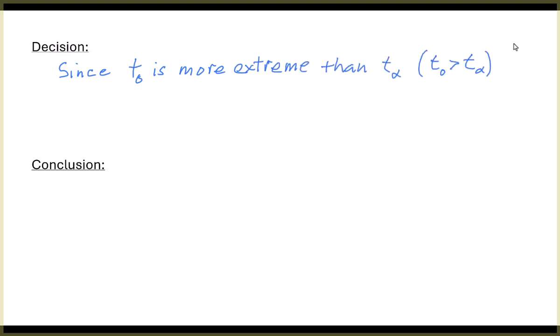Let's make a decision. What we just did, really, all I'm going to do here is just write out what we just looked at in the drawing. T0 is more extreme. It's bigger than T alpha. So I reject the null. Pretty easy call. Very similar to the z-scores, the z sub 0 and z alpha that we just got through working with proportions. All that's left is a conclusion.